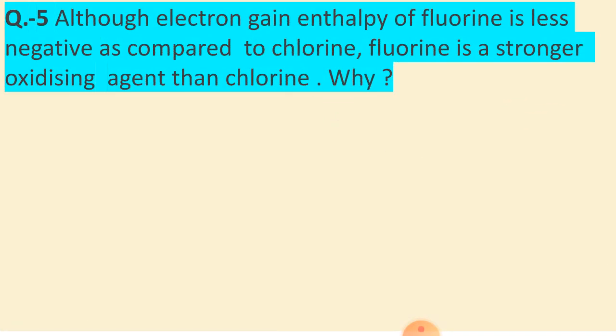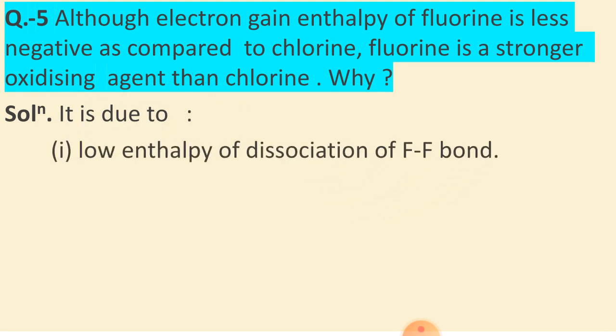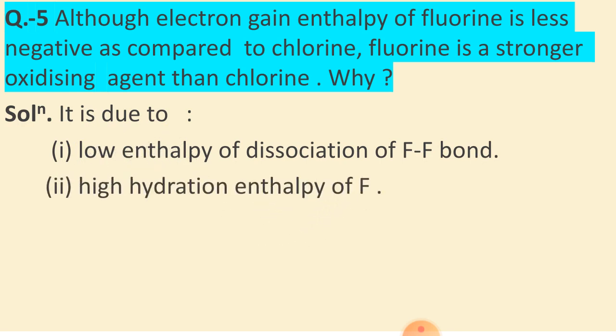Now dear students, next question, that is question number 5. Although the electron gain enthalpy of fluorine is less negative as compared to chlorine, fluorine is a stronger oxidizing agent than chlorine. Why? You can write the answer this way. It is due to first, low enthalpy of dissociation of the F-F bond. This is due to lone pair repulsion on the small size of fluorine, and then the high hydration enthalpy of fluorine.